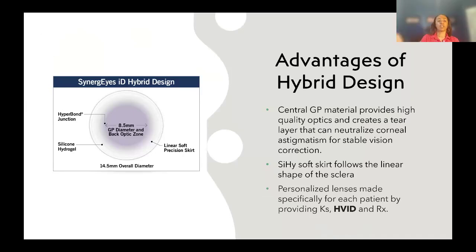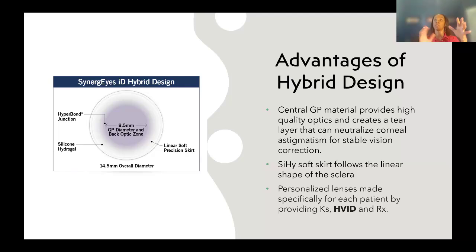So hybrid, we were talking about piggybacks way back earlier in this talk, but a hybrid lens is actually a very fancy hybrid piggyback. The center of the lens is the GP material, so that's going to provide high quality optics for the patient. And it creates a tear layer that will likely neutralize all the corneal astigmatism if you choose the right patient. And I'll tell you what the right patient would be. And this would allow the patient to have very stable vision.